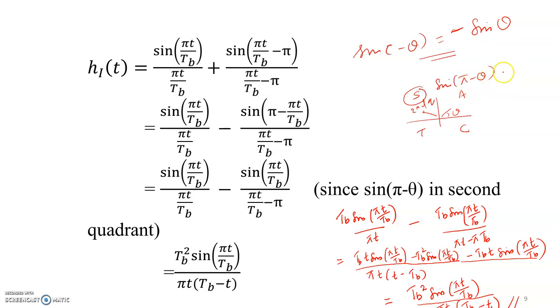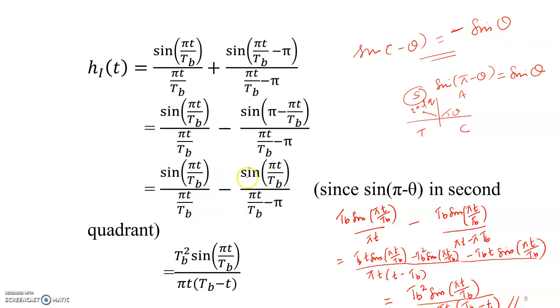So what will be sin of (π − θ)? That will be equal to sin θ. So this sin of (π − πt/Tb) I can simply write as sin of πt/Tb. Okay, so this is the next step. We have reduced sin of (π − θ) to sin(πt/Tb). Now we have to solve this one.